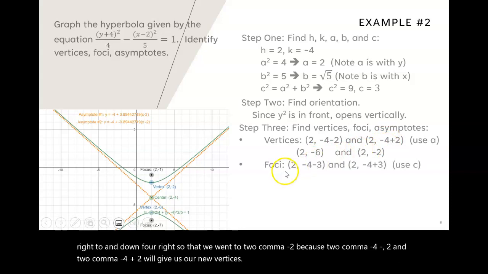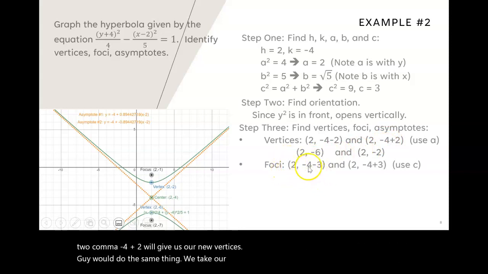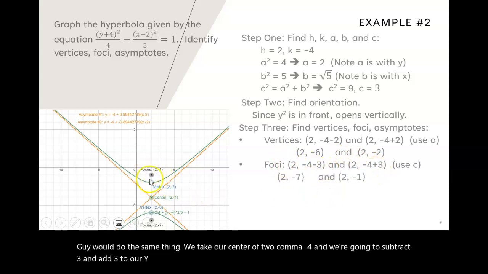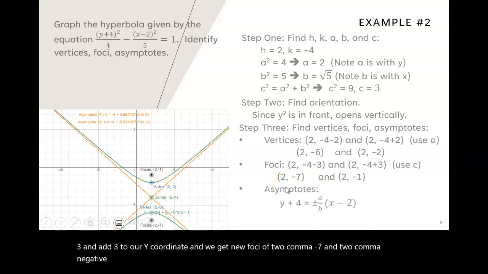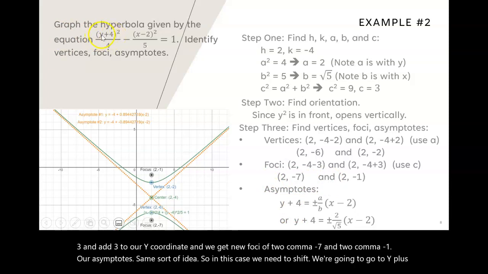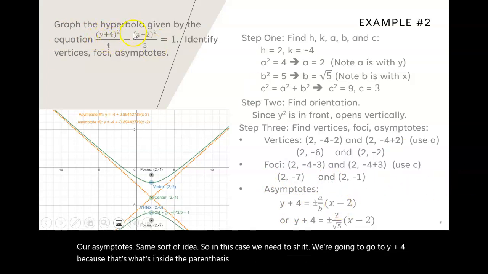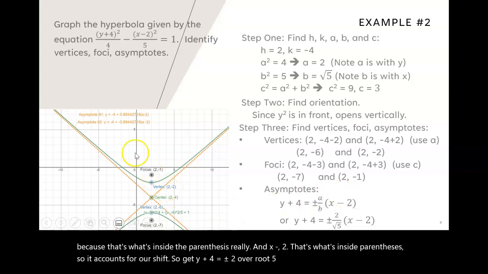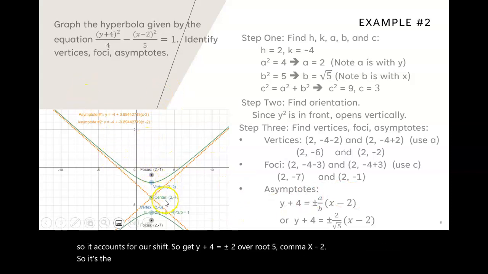Okay, we do the same thing. We take our center of 2 comma negative 4, and we're going to subtract 3 and add 3 to our y coordinate, and we get new foci of 2 comma negative 7 and 2 comma negative 1. Our asymptotes, same sort of idea. So in this case, we need to shift. We're going to go to y plus 4, because that's what's inside the parentheses, really, and x minus 2. That's what's inside the parentheses, so it accounts for our shift. So we get y plus 4 equals plus or minus 2 over root 5, times x minus 2. So it's the same graph that's been shifted over to a new center of 2 comma negative 4.